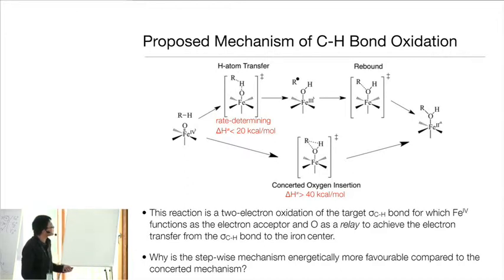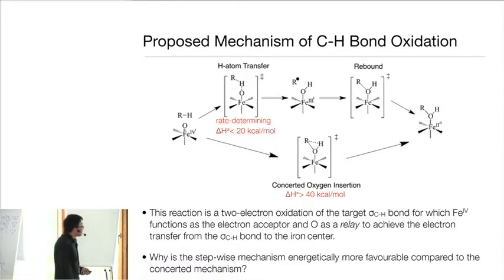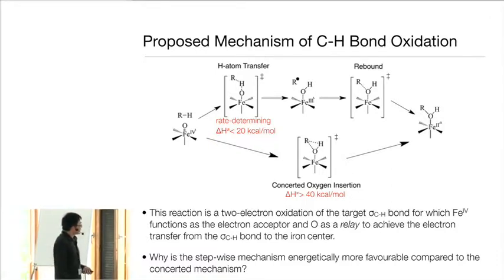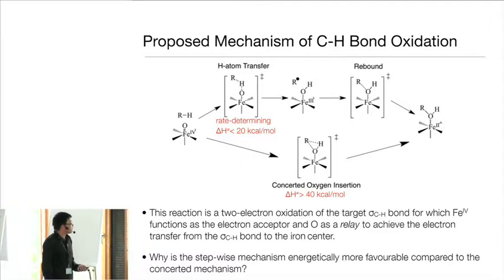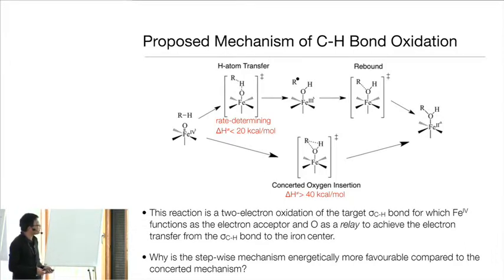Because the first mechanism was proposed by Jacobs in the 1970s. So we look at the system. This reaction is a two-electron transfer of the C-H bond. In this reaction, the iron-4 center was the electron acceptor. And the mechanism is very unusual: the oxygen actually functions as a relay to effect the electron transfer from the C-H bond to the iron-4 center.